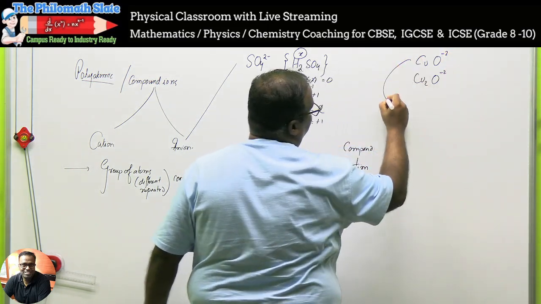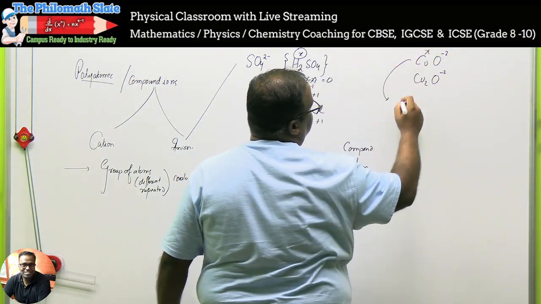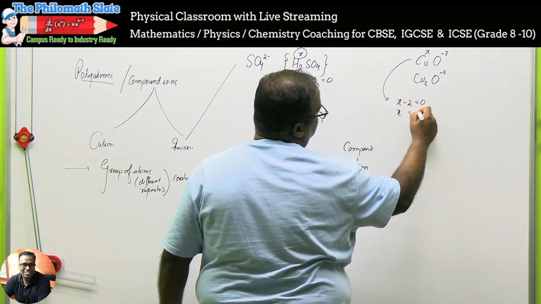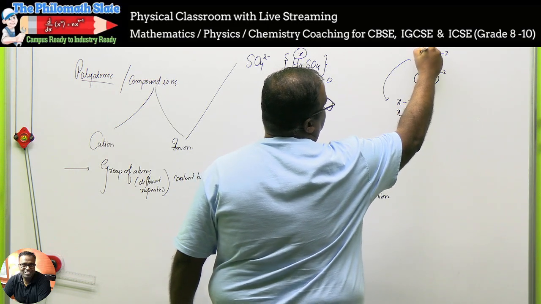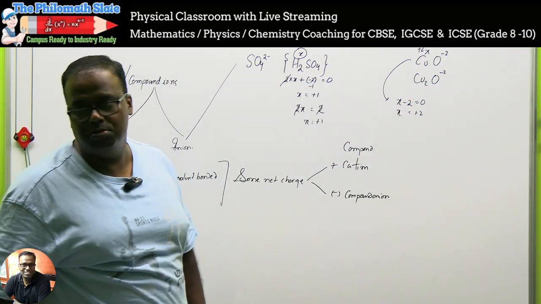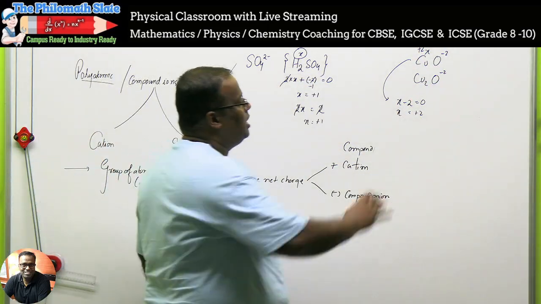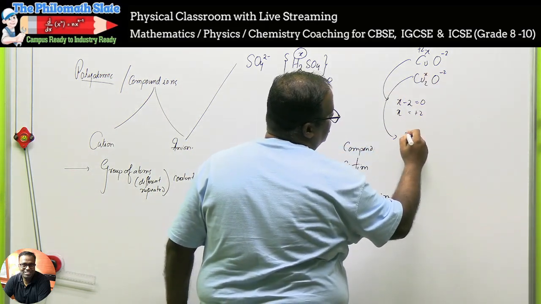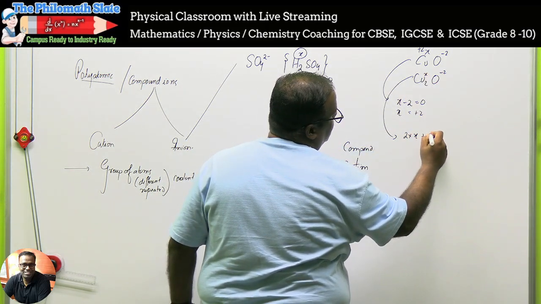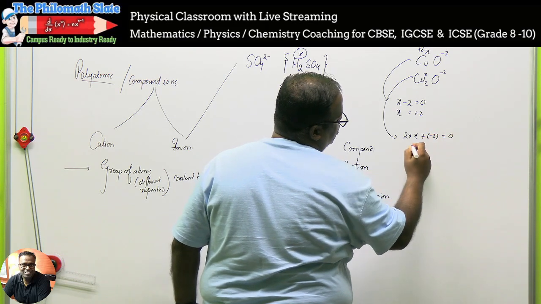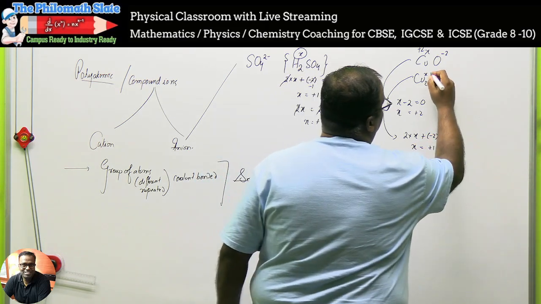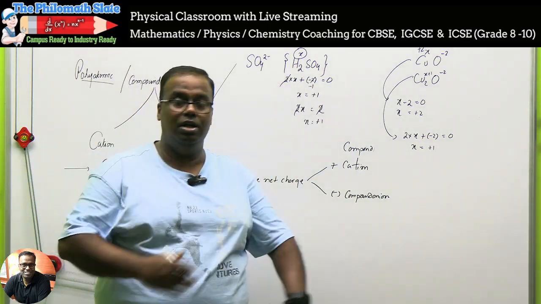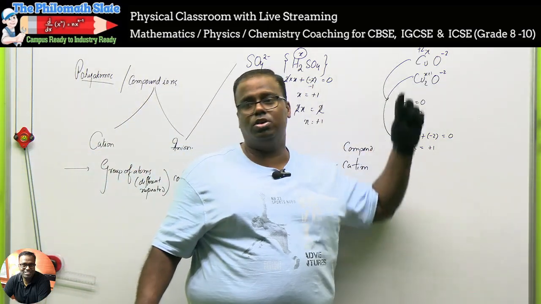Let's just for the first one, assume this is X. X minus 2 is equal to 0. So X should be plus 2. Means here the oxidation state of copper is plus 2. समझ में आया बच्चा? Again here, let us assume X. Then in this case we say 2 into X plus minus 2 is equal to 0. X equal to plus 1. Here the oxidation state is plus 1. The same copper shows multiple oxidation states.